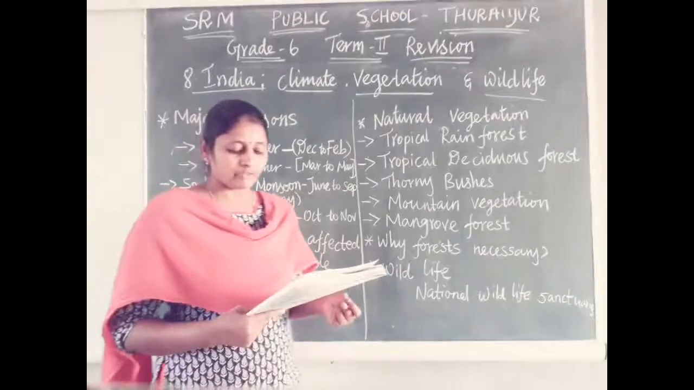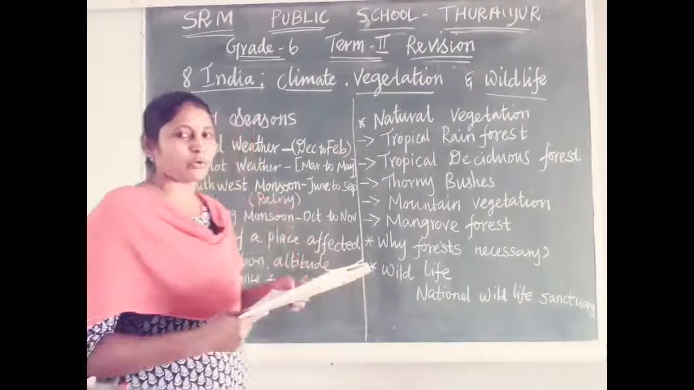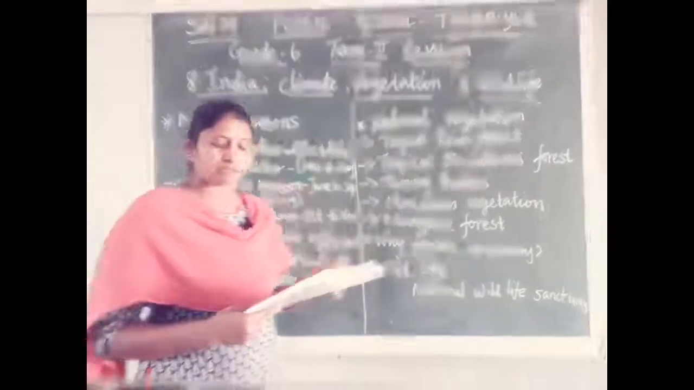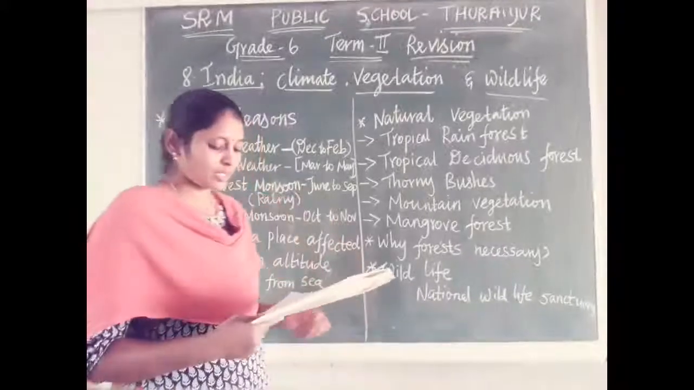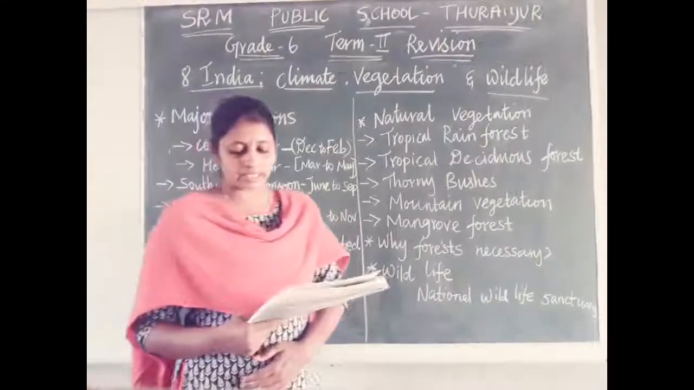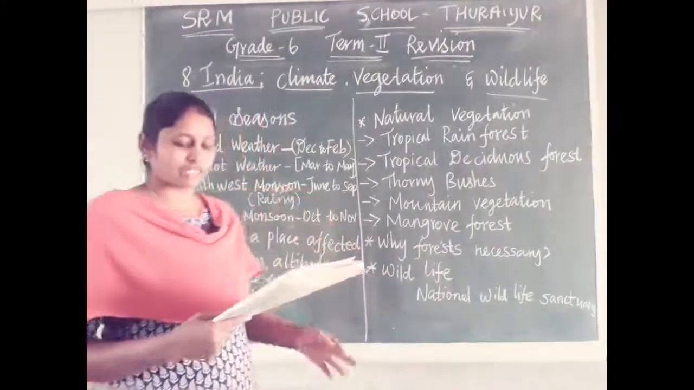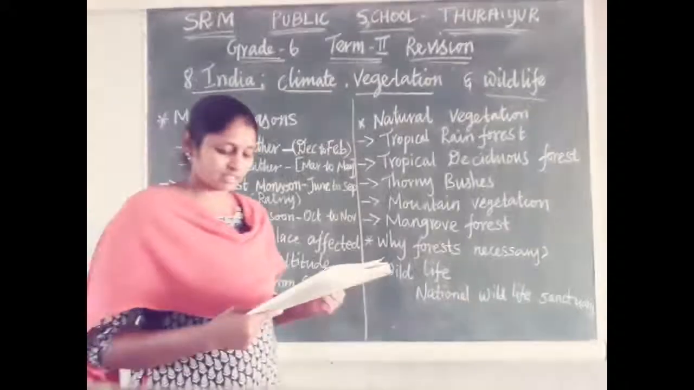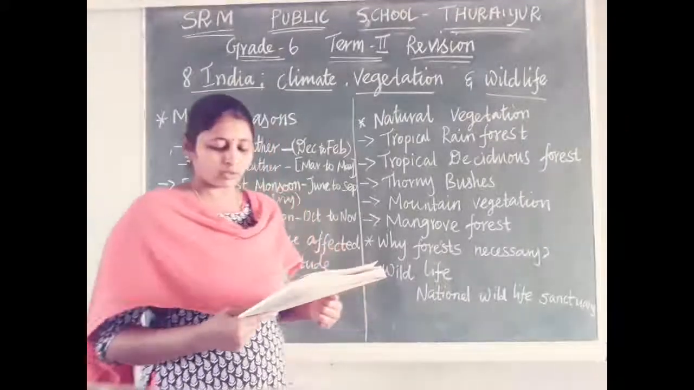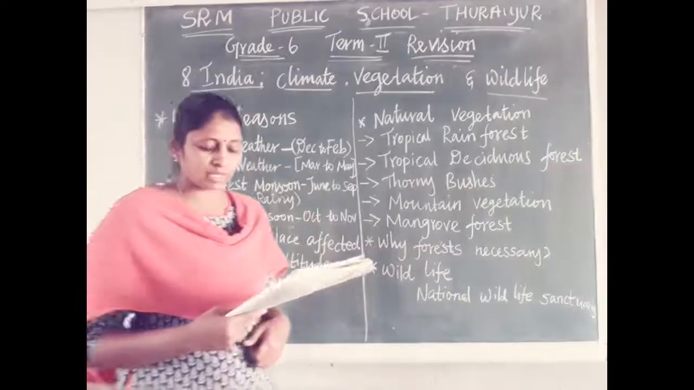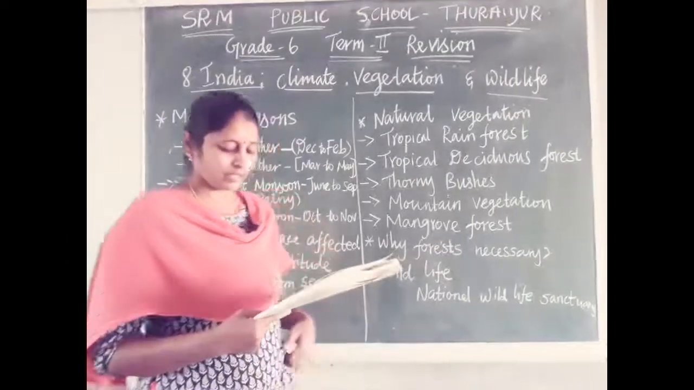Elephant and one-horned rhinoceros are found in Assam. Elephant is also found in Kerala and Karnataka. Where can we see camel? In the Indian desert. Wild boars, snow leopards and bears are found in the Himalayan region.